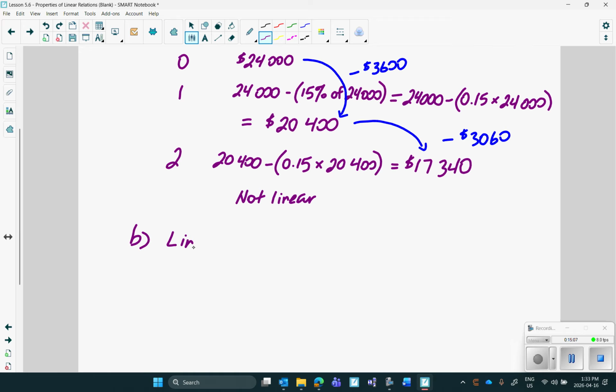So I'm just going to say it's linear, because every 1 hour it goes up by 50. So the independent variable is hours, the dependent variable is how much is charged, and it's $50 for every additional hour. Okay, let's go to the last page.